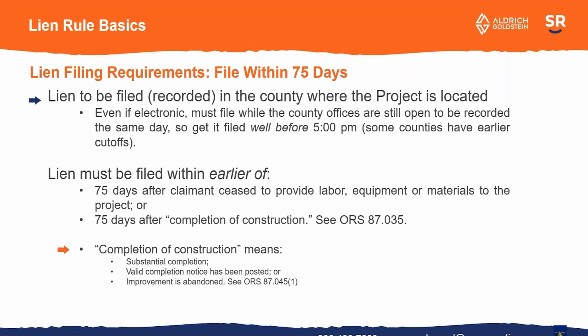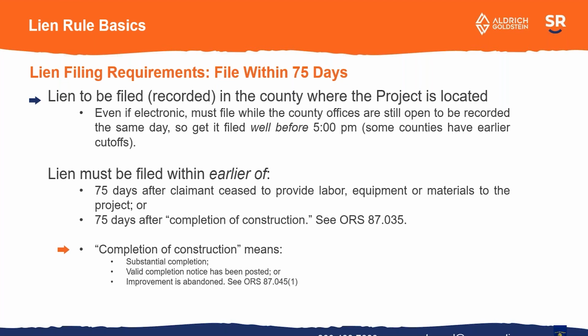Something else to be aware of, very important. You have to file the lien within 75 days of when you stop providing labor, equipment, or materials to the project, or 75 days after completion of construction. There's, of course, because we're in the legal world, a complicated definition of completion of construction. It can mean 3 things: either substantial completion, it can mean an owner has posted a valid completion notice, or it can mean that the improvement, the project, has been abandoned. But basically, if you're not getting paid after 30 days, you need to think about filing a lien on the project.